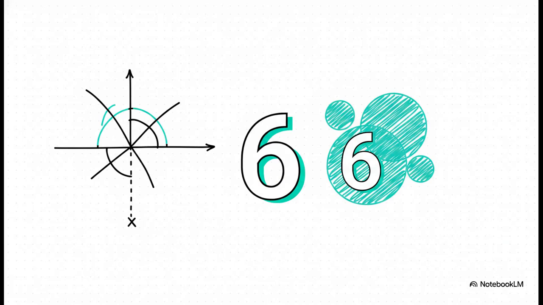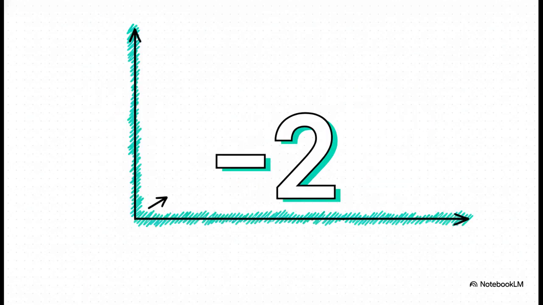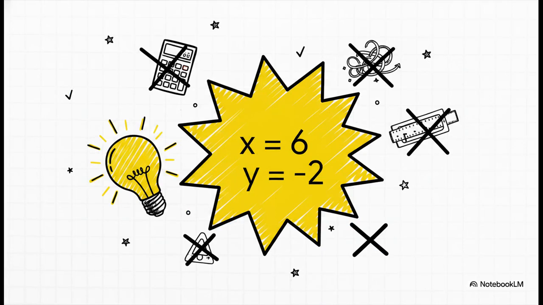All right, let's start with the x-coordinate. If you put your finger on that intersection point and trace straight down to the horizontal axis, the x-axis, boom, you land right on 6. So x is 6. And now for the y-coordinate. Go back to that same point where they cross, and this time trace straight across to the vertical axis, the y-axis. And where do we land? Yep, -2. So our y-coordinate is -2. And that's it. We're done. The solution is x equals 6, y equals -2. How easy was that? No crazy algebra, no long calculations. We just read the graph.